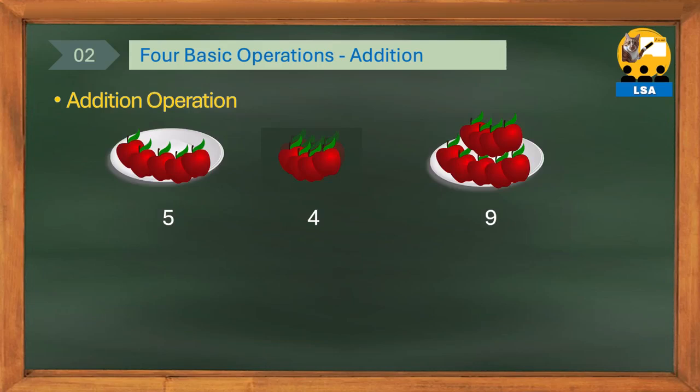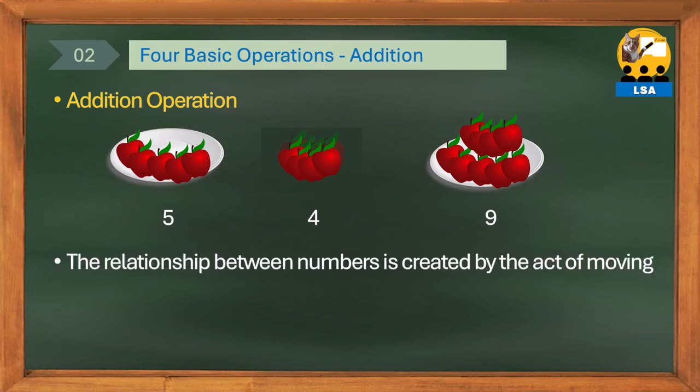Now let's express the relationship these numbers have using symbols. The relationship between these numbers is created by the act of moving. We can abstract the entire process and result related to this act, give the entire process the name addition, and represent the entire abstraction process with symbols.